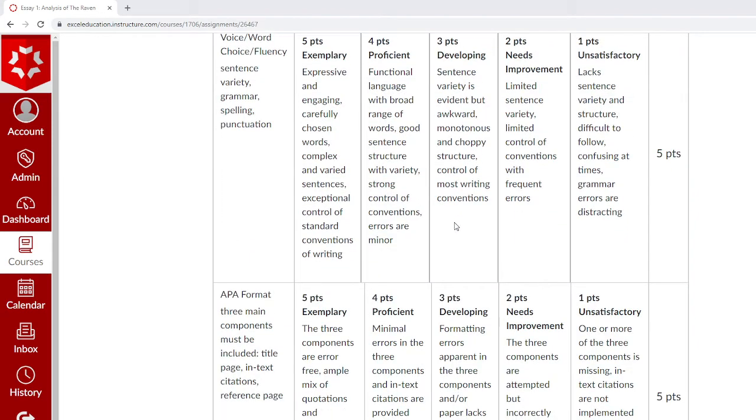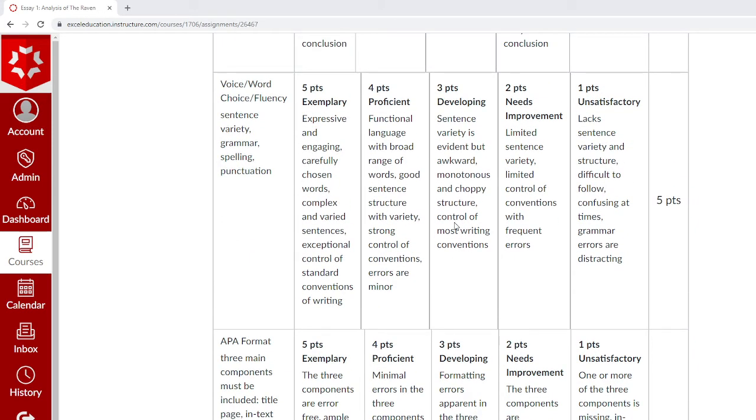The third category is voice, word choice, and fluency. Voice, word choice, and fluency is where we score your use of words, how you structure your sentences, and if you understand the basics of spelling, punctuation, and grammar. If your writing includes only short, unclear, fragmented sentences, a lack of punctuation, and words that are used incorrectly, then you're going to score a 1 in this category. So taking a look at the 1, it says it lacks sentence variety and structure, it's difficult to follow, confusing at times, grammar errors are distracting.